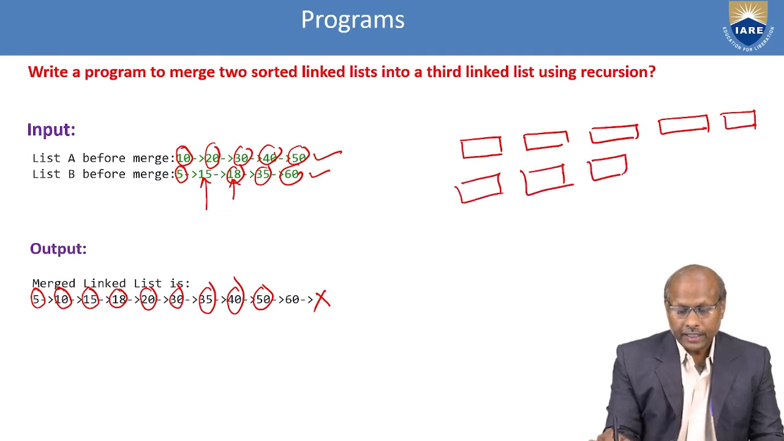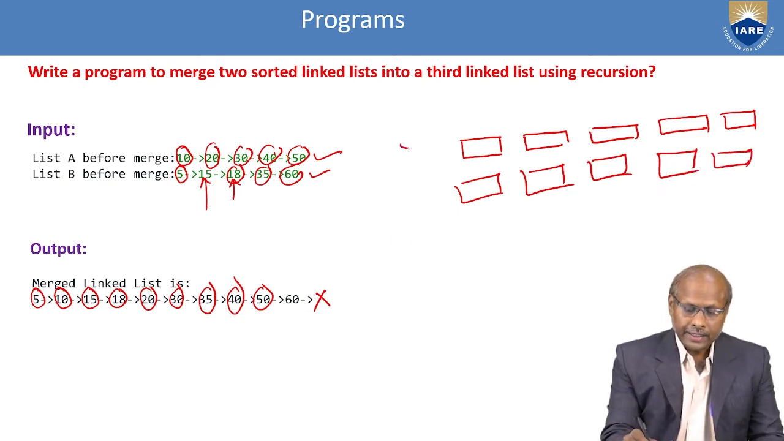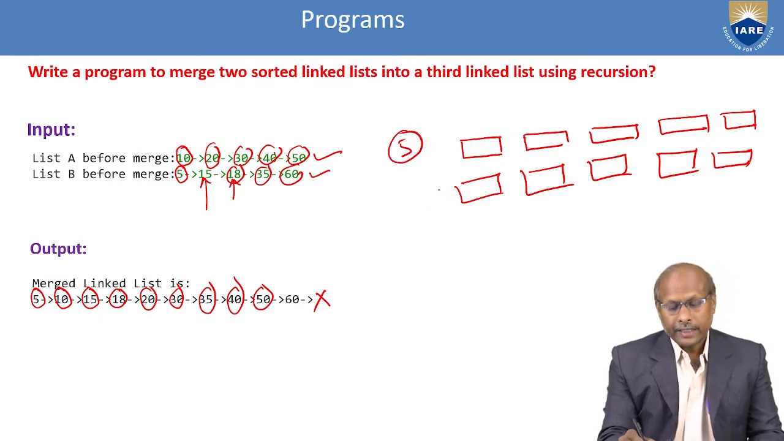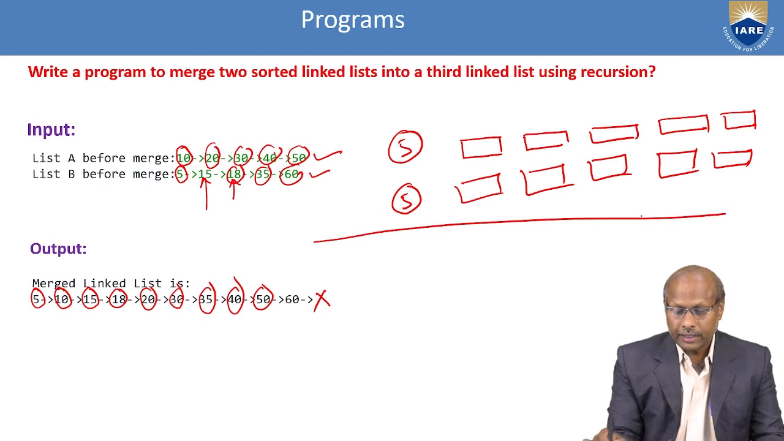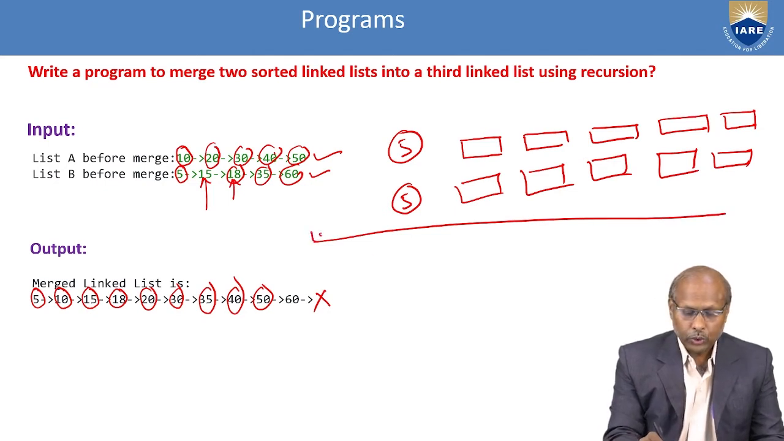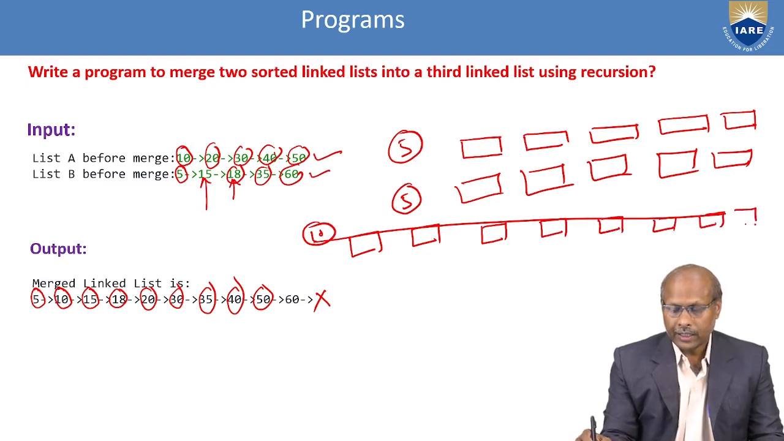And the resultant list should be available in another list, the merged list. So this list consists of 5 nodes. The second list also consists of 5 nodes. And finally the merged list consists of 10 nodes. While merging, these 10 nodes should come in order. That is the main goal in this program.